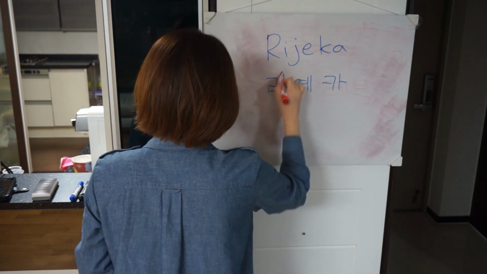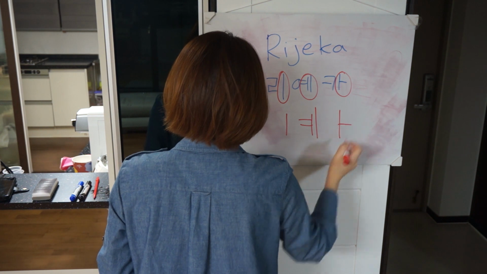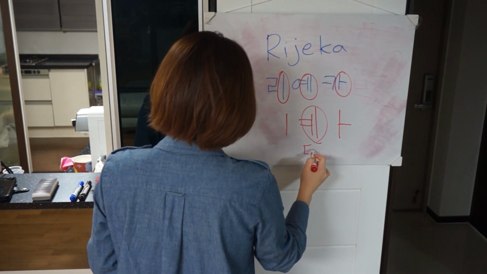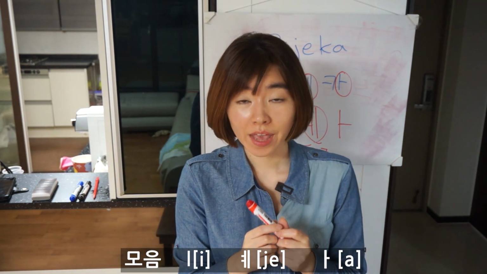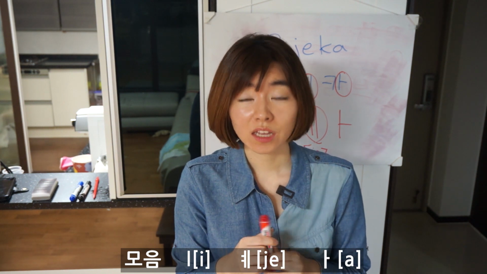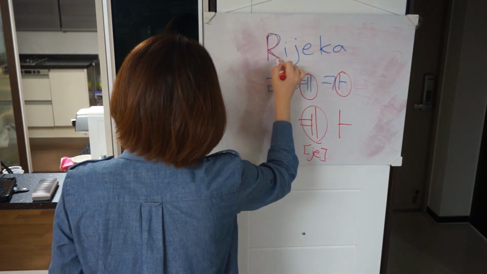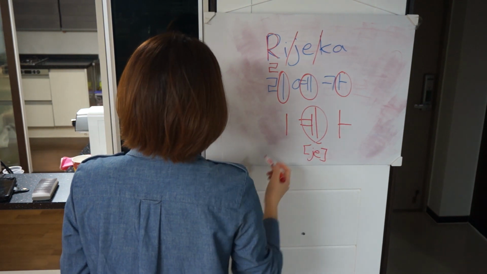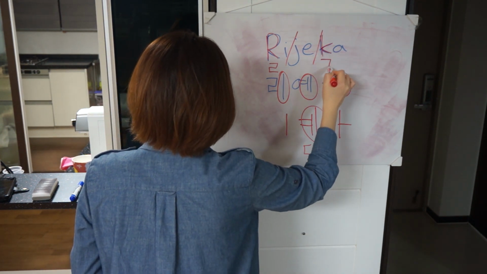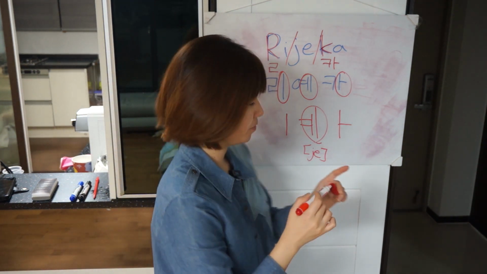Look at the vowel. This vowel is very easy. 예. 이, 예, 아. And then you see real, 리, 예, 크, 아, 카. 리에카.